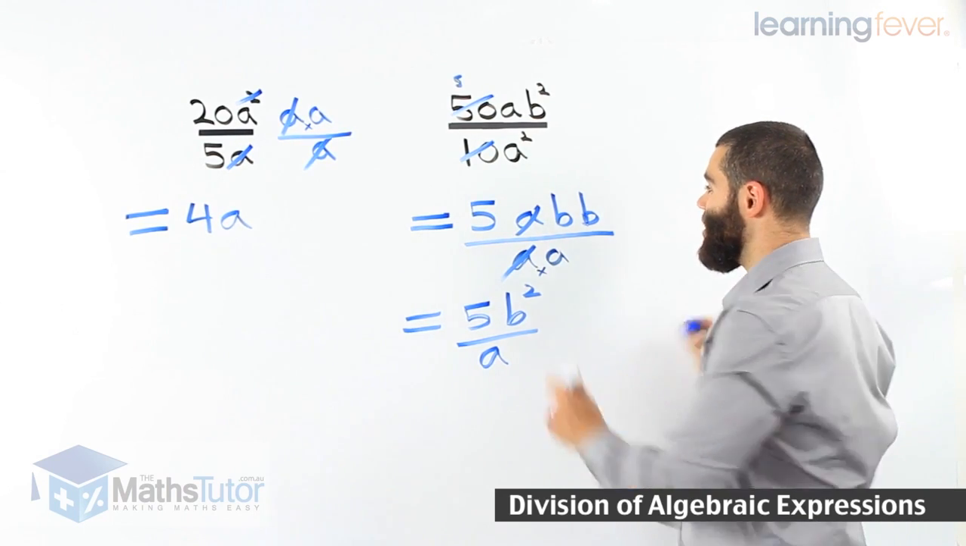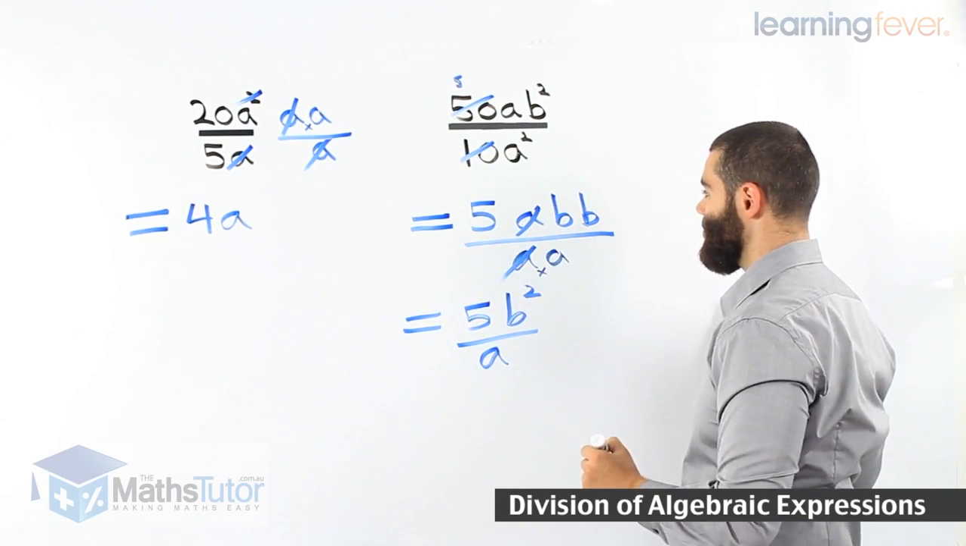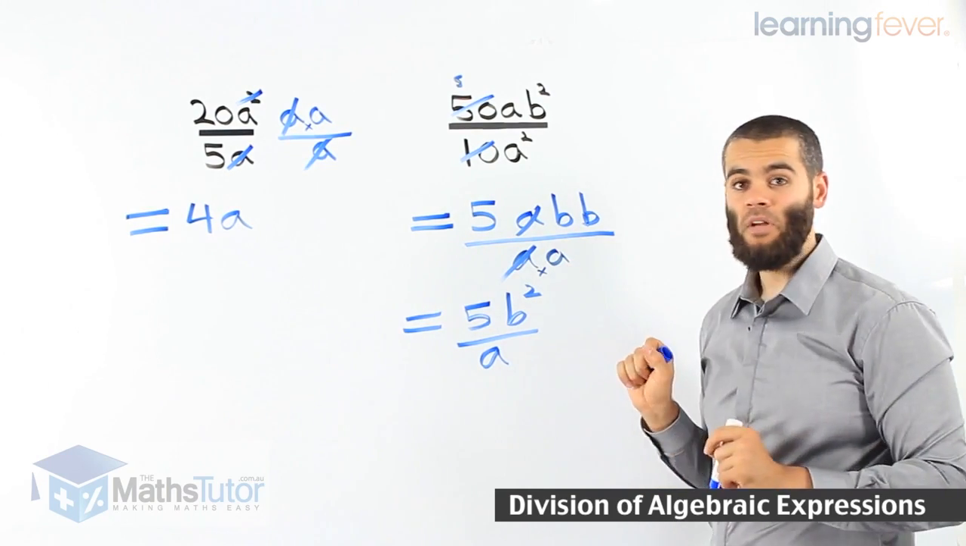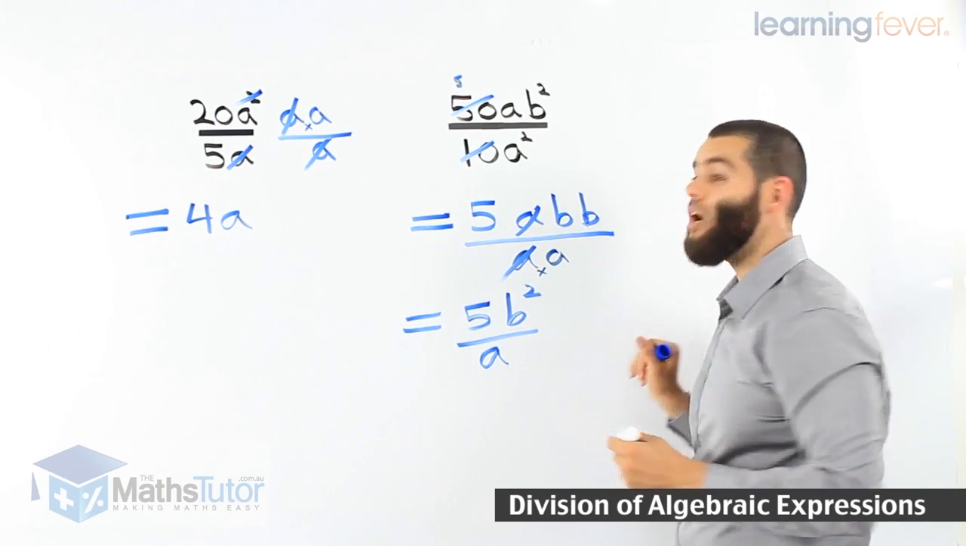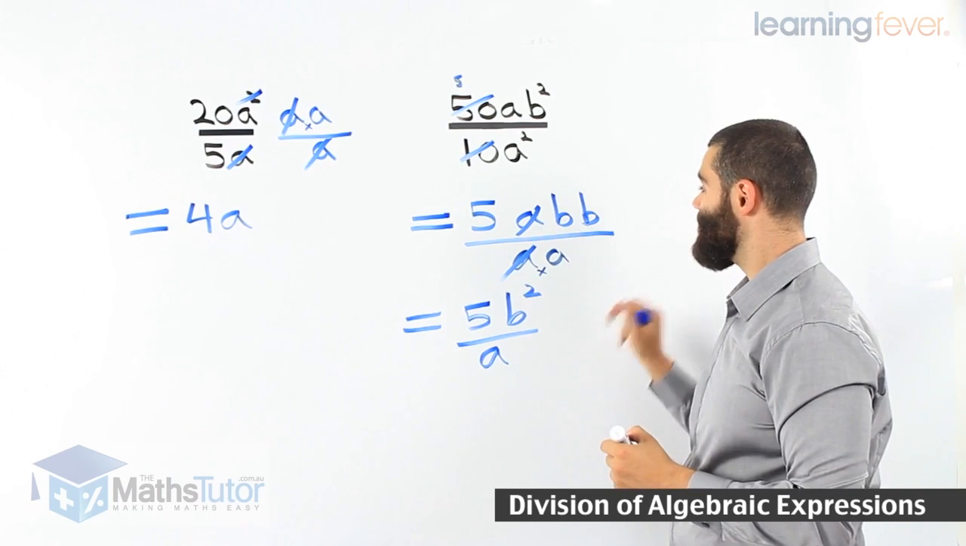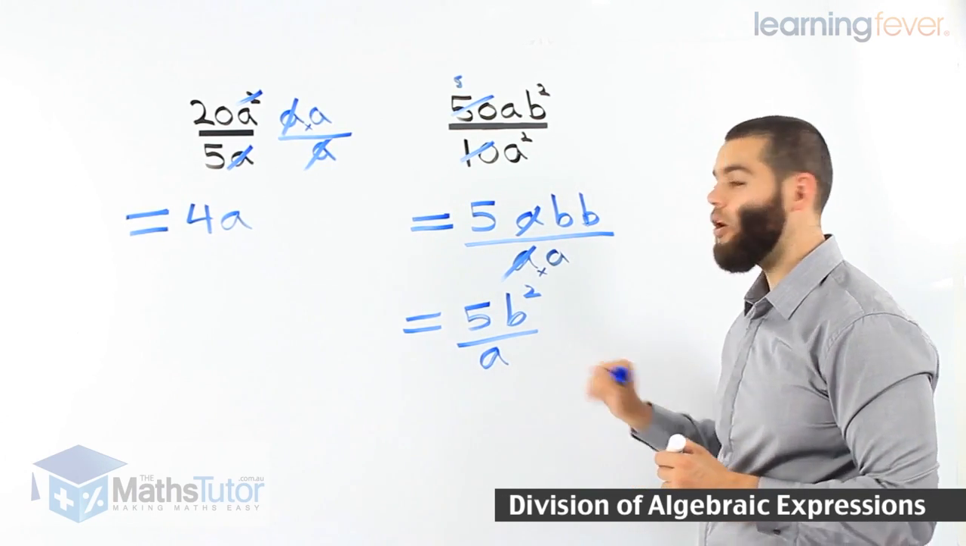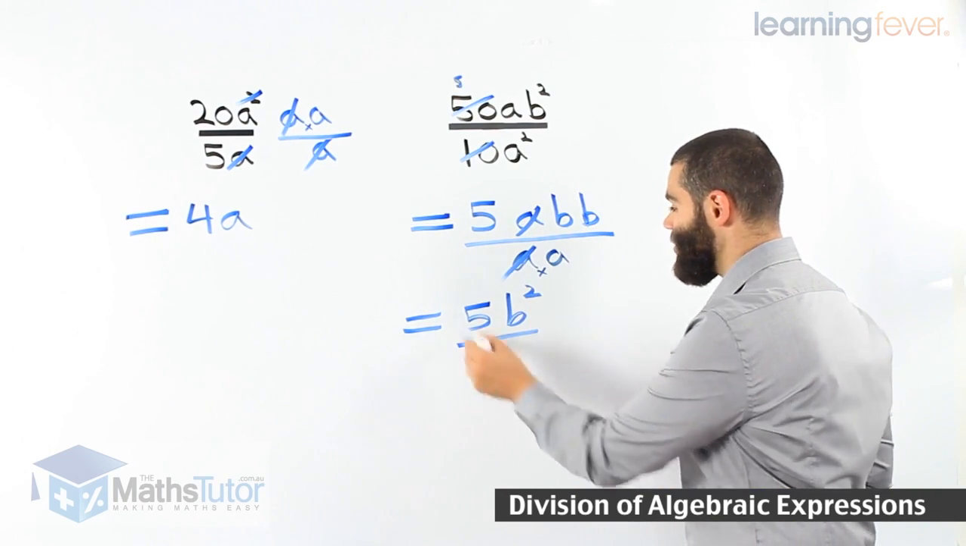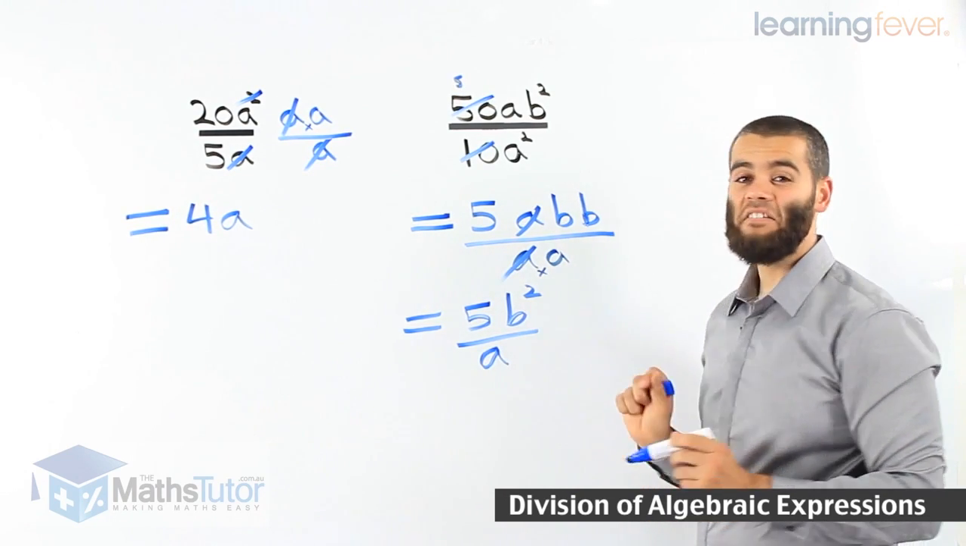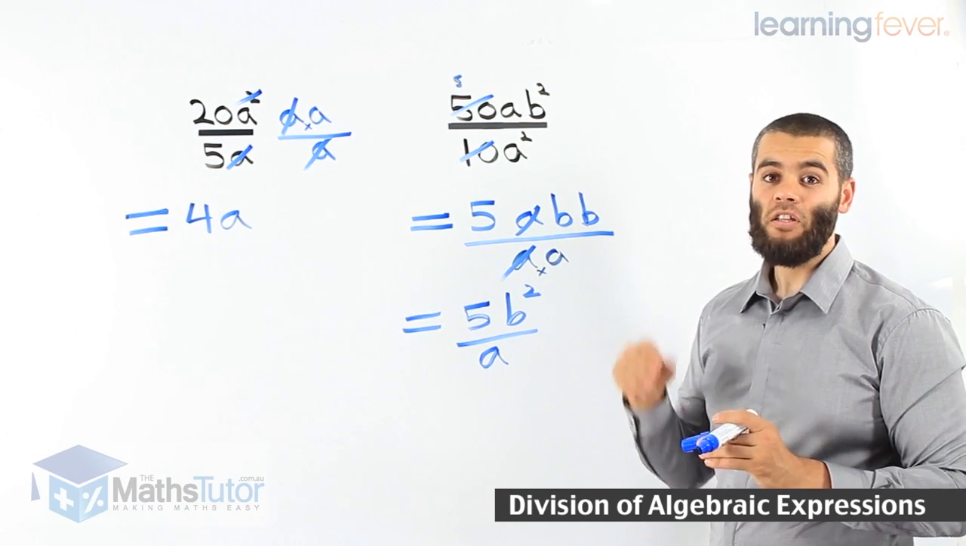We simplify further. The A goes with the A. You're left with an A on the bottom. And the BB, or the B times B, B squared, it's the same. There's nothing to cancel out from the bottom. 5B squared over A is our final answer. Important that you understand this concept. We're going to do it in years to come.